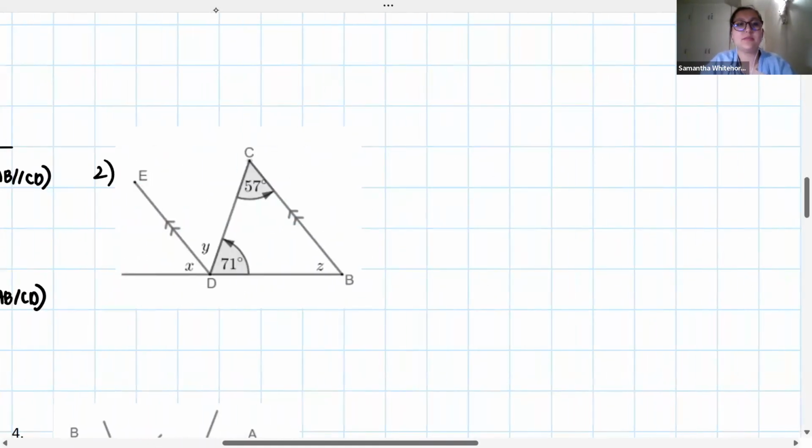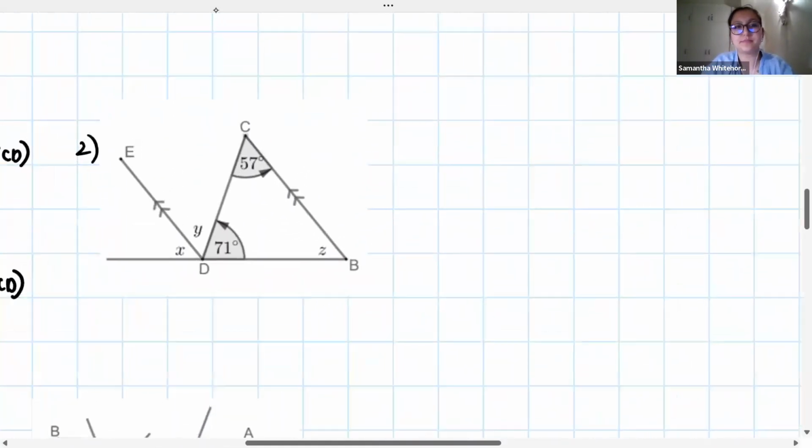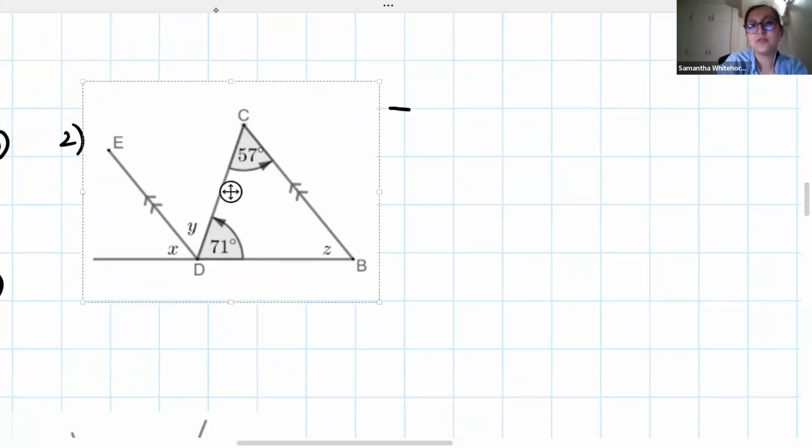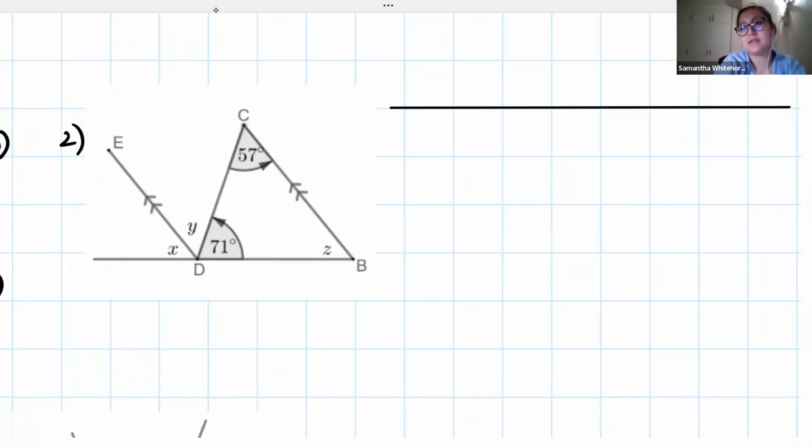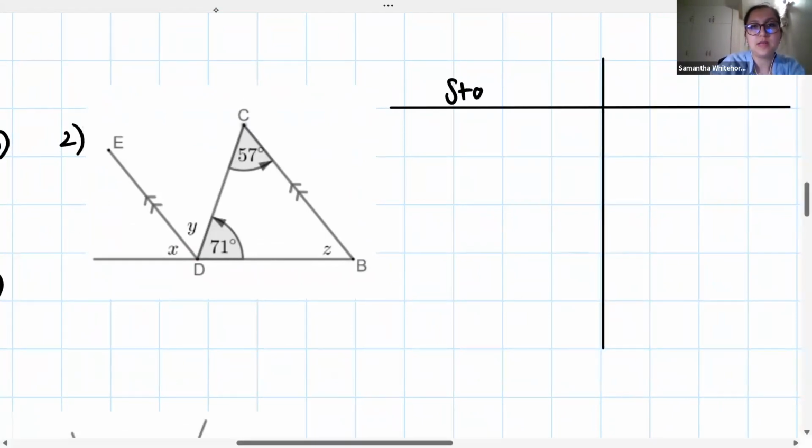Right, let's have a look at number 2 here. Now this one, you've got X, Y, and Z that you need to find. So there are 3 variables that I need answers for. So just bear that in mind. X, Y, and Z, please, with reasons. I'm going to give you 5 minutes.